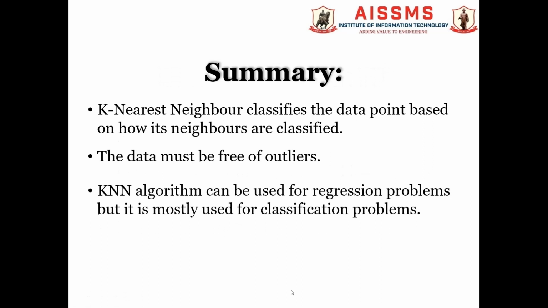So now we can summarize the k nearest neighbor classifier. K nearest neighbor classifies the data points based on how its neighbors are classified. The data must be free of outliers, that is the obvious thing, because outliers will tend to confuse the data point and it will make the calculations wrong. Then the KNN algorithm can be used for regression problems, but it is mostly used for classification problems. We need to always choose an odd value of k.